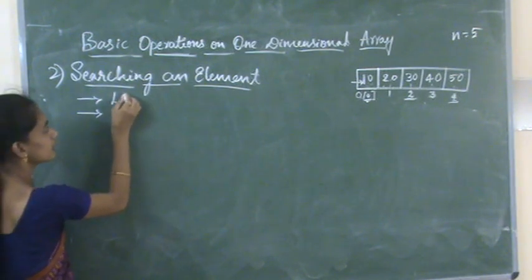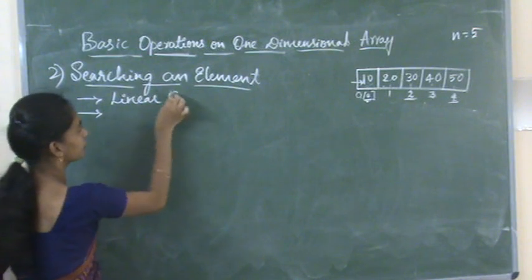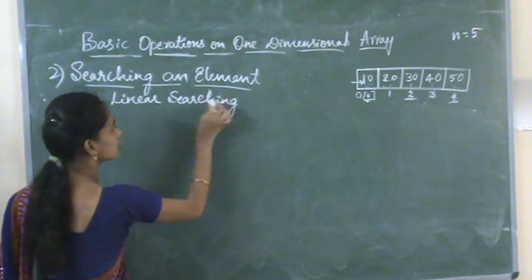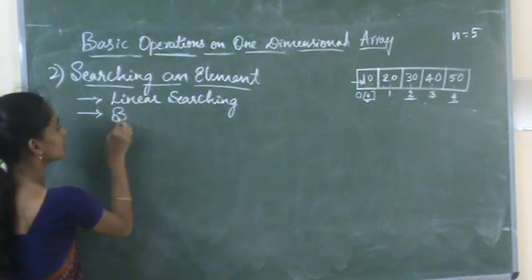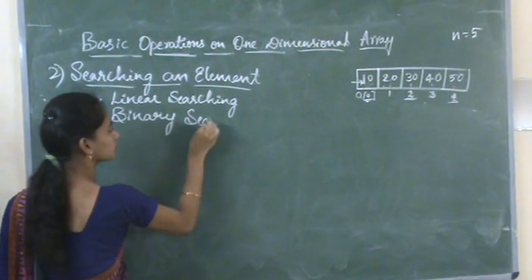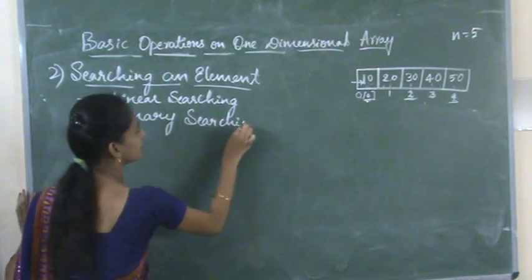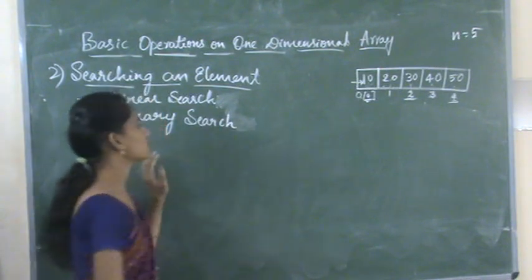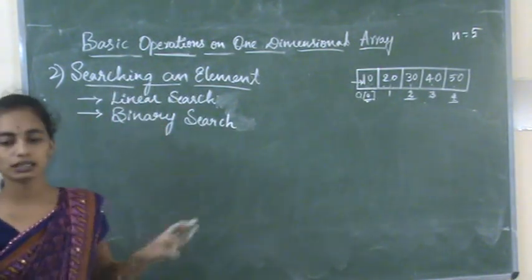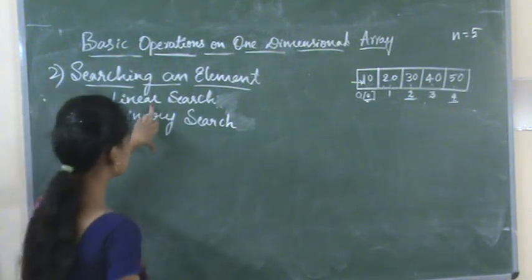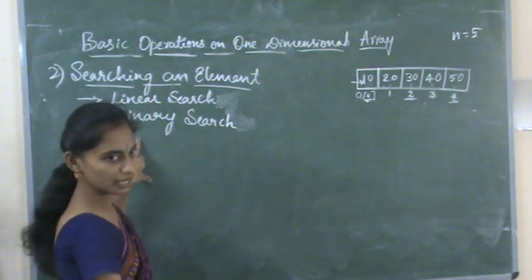One is linear searching. Another one is binary searching or binary search. So these are the two types of search we have. One is linear search, another one is binary search.